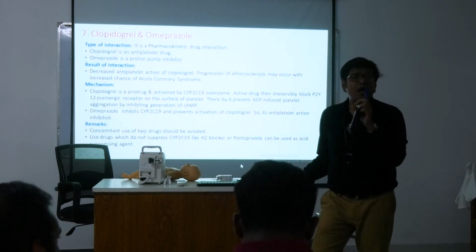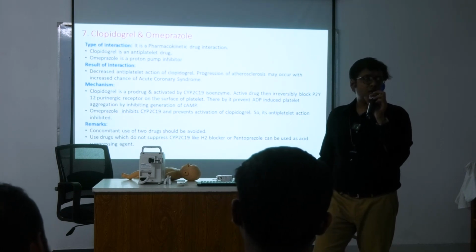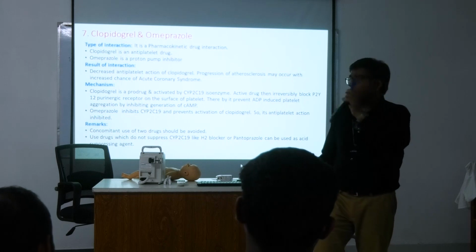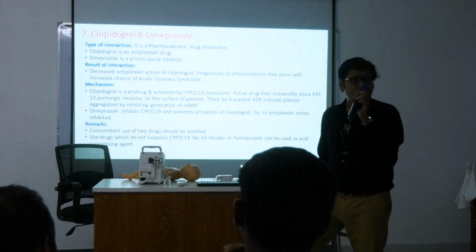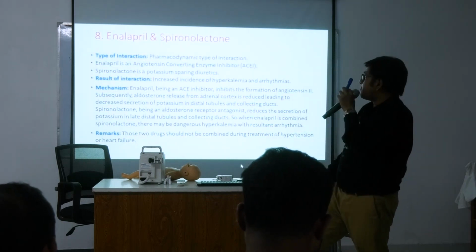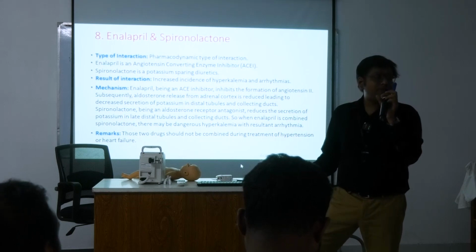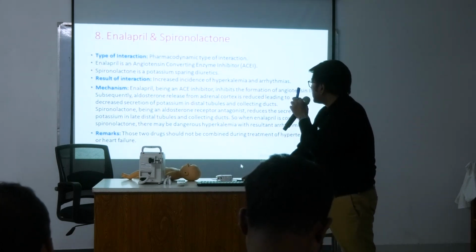ক্লোপিডোগ্রেল ওমিপ্রাজলে কি হয়, ওমিপ্রাজল ক্লোপিডোগ্রেলের অ্যাক্টিভেশনটা কমিয়ে দেয়, ফলে ক্লোপিডোগ্রেলের অ্যাকশন কমে যায়। এগেইন দিস ইজ আ ফার্মাকোকাইনেটিক, কারণ এখানে অ্যাক্টিভেশন কমিয়ে দেওয়া হচ্ছে। Both enalapril and spironolactone both causes hyperkalemia. Pharmacodynamic.